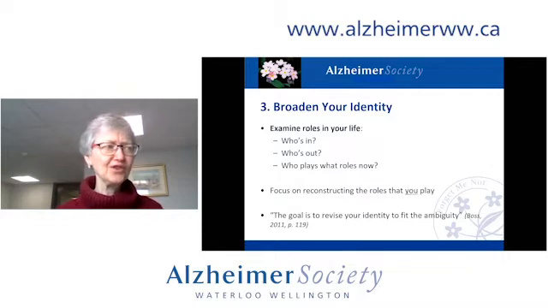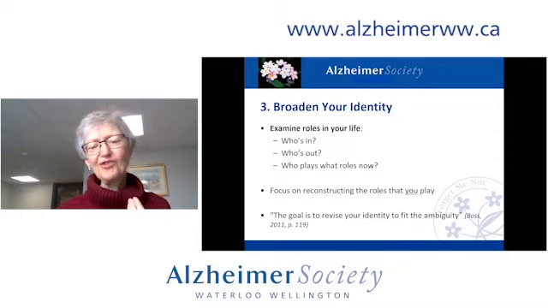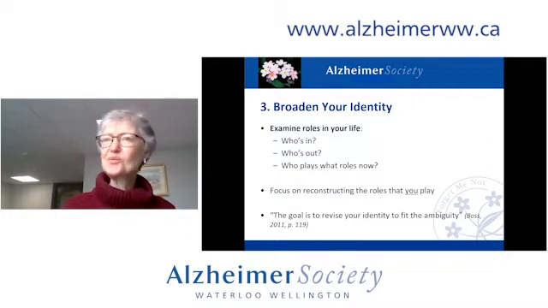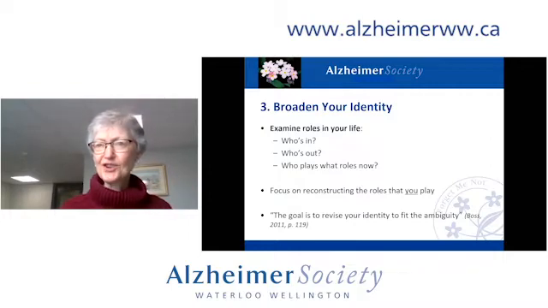Where are you now in the journey? What you want to do is revise your identity to fit the ambiguity. So that's where you go back to the paradoxical thinking. I am somebody who gives care, and I am somebody who needs to care for myself. That's just an example for you.